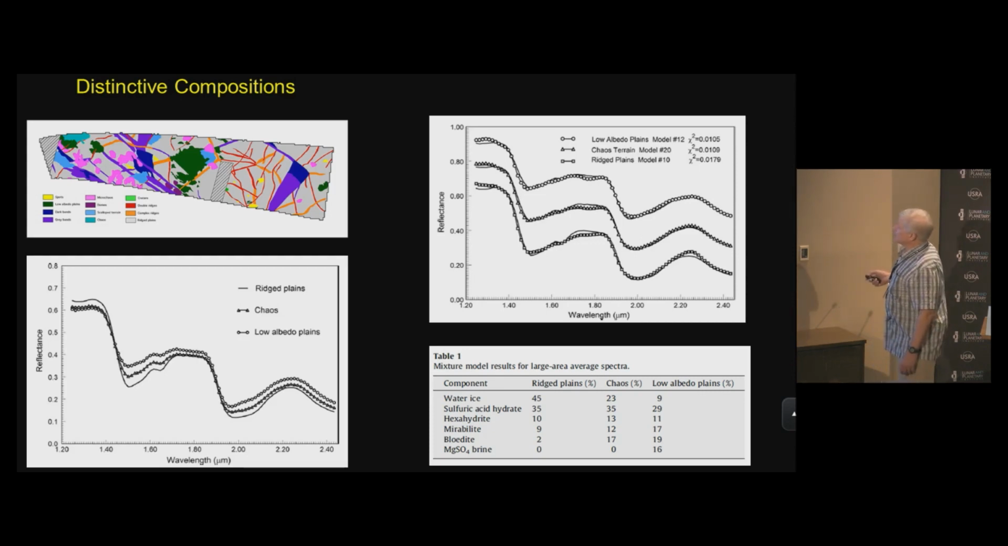So we model them with a linear mixture model and we get abundances. Sulfuric acid hydrate is not that different, but we get much higher abundances of the bloodite and actually the magnesium sulfate brine over here. And the total, I'll just show it.